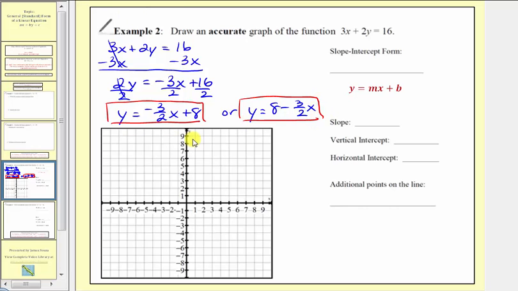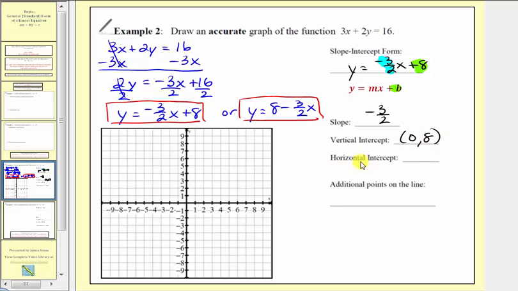So I'm going to go ahead and give the linear equation in the form y equals negative 3 halves x plus 8. And now that we have the equation in slope-intercept form, notice how the slope m is equal to negative 3 halves, and the vertical intercept b, or y-intercept, is equal to positive 8. So the slope is equal to negative 3 halves, and the vertical intercept, which we should give as an ordered pair, would be 0, 8.